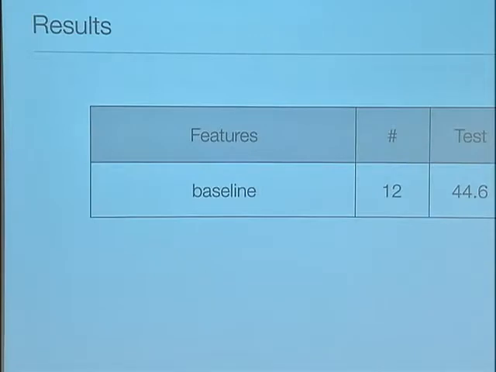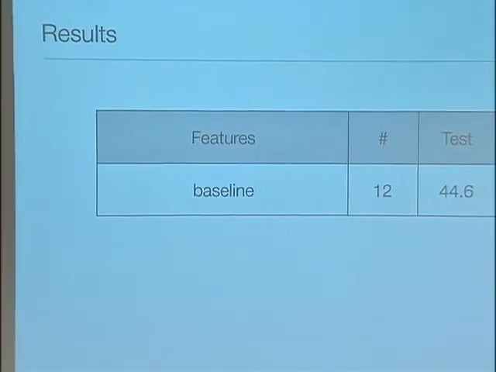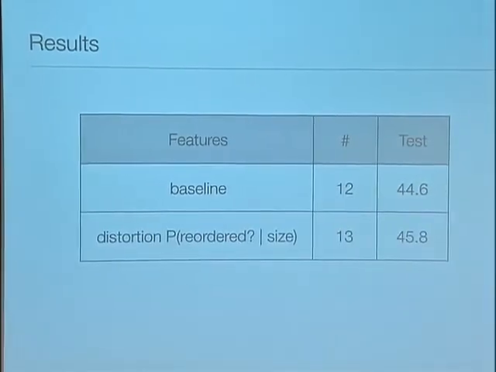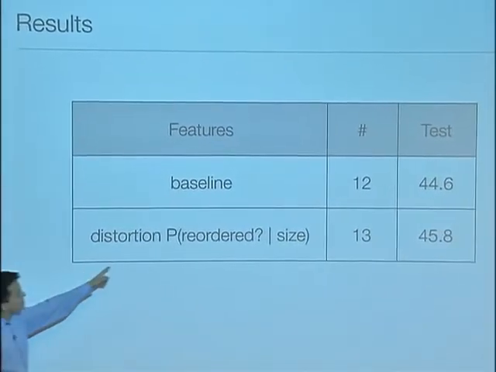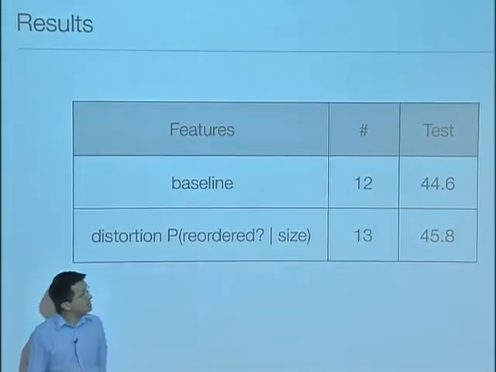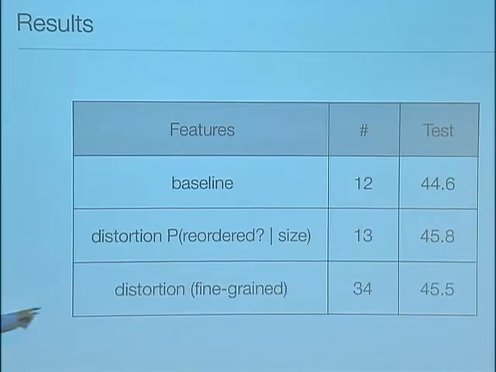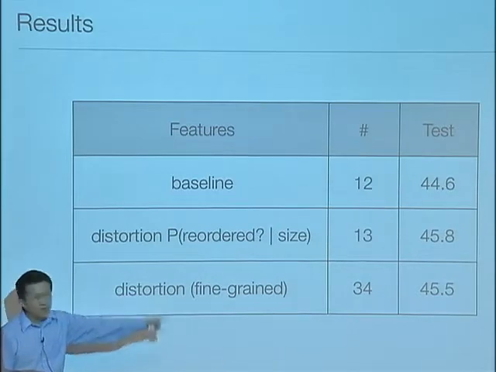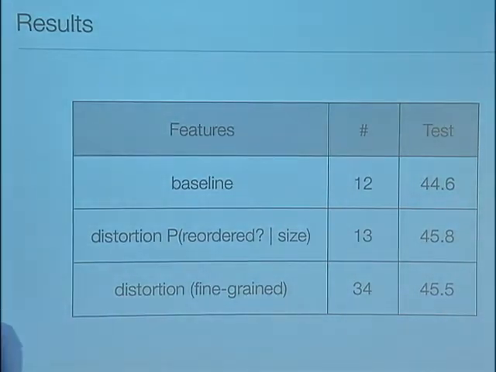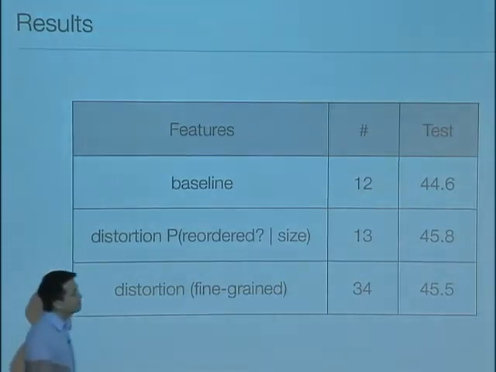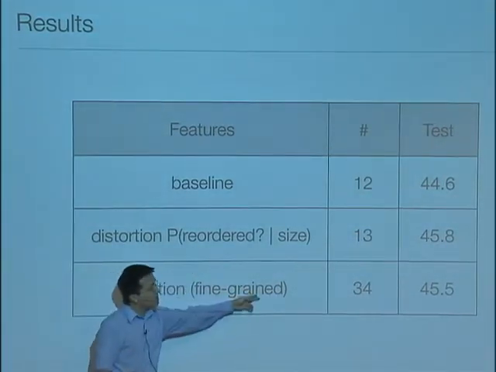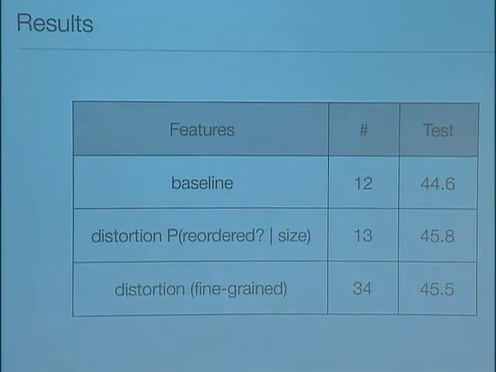All right? So again, this is the same baseline as before. And when we add in the single new feature, that's probability of reordered given size, that helps. That's pretty good. It goes up by 1.2. But then when I add in lots of small features, then the performance goes back down again. Same story as before. Okay. So stuff that we thought might help, so this helps. But then stuff that we thought would be even better actually is worse.